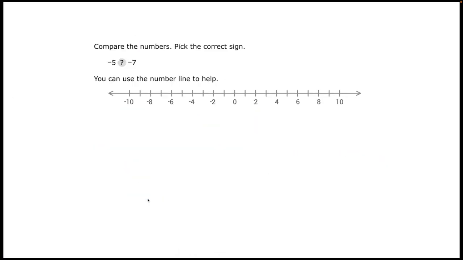Okay, so now what happens when they're both negative numbers? Well, again, let's put it on the number line and take a look. Negative 5 is here, negative 7 is here. We said the further left is smaller, right? So even though, if you look at 7 and 5, 7 would be bigger, with negatives it's exactly opposite. Negative 7 is actually smaller. So our monster is hungry, so he will eat the negative 5, because that's the bigger number here.